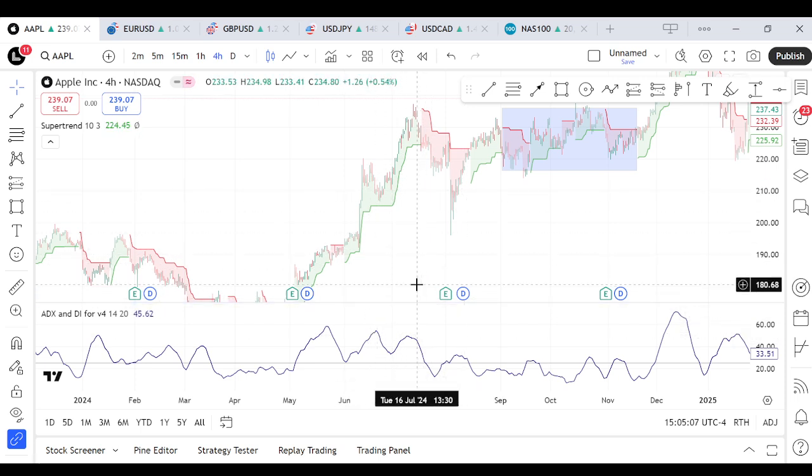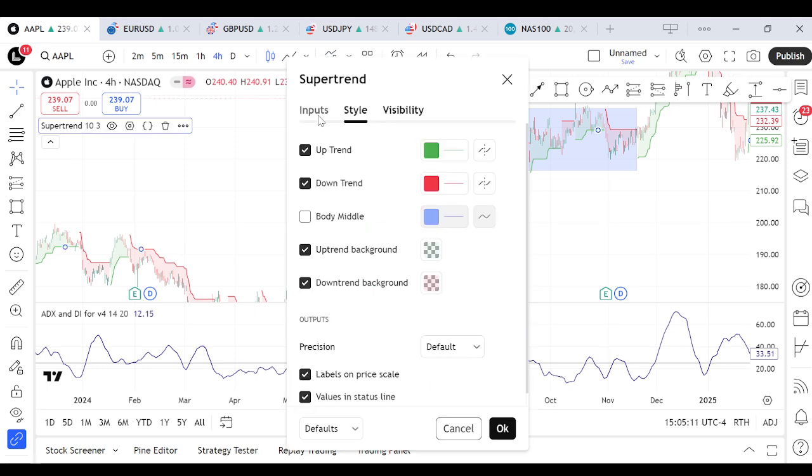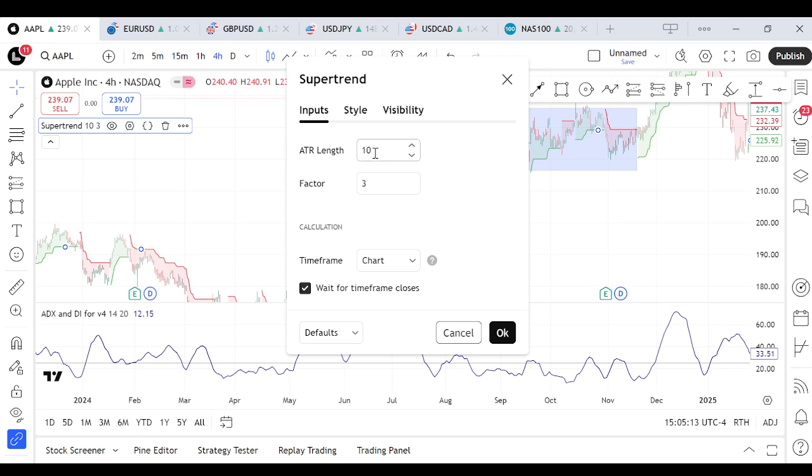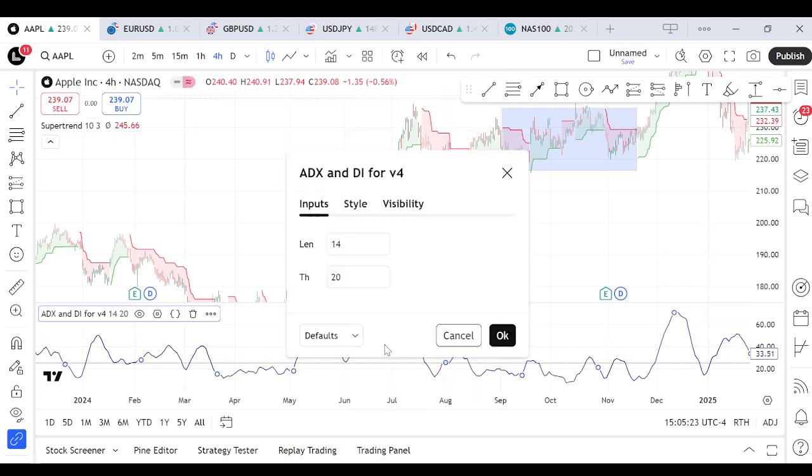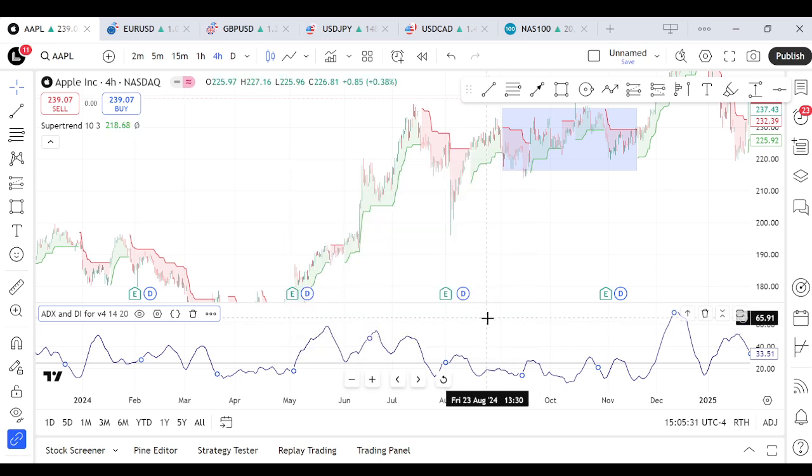Also, the Supertrend uses a period of 14 and a multiplier of 3. These are standard settings but can be adjusted based on your trading style and the market you are analyzing. And for the ADX, set the length to 14, and this indicator will help you measure the strength of the trend, just like we've said. And then the next step after setting up your chart is the entry conditions.